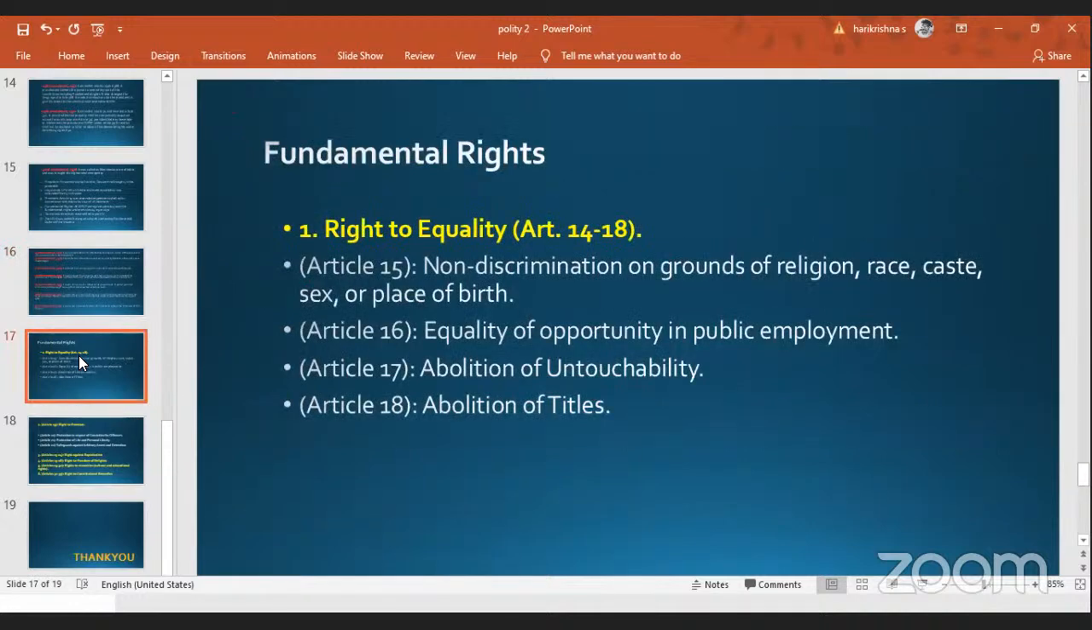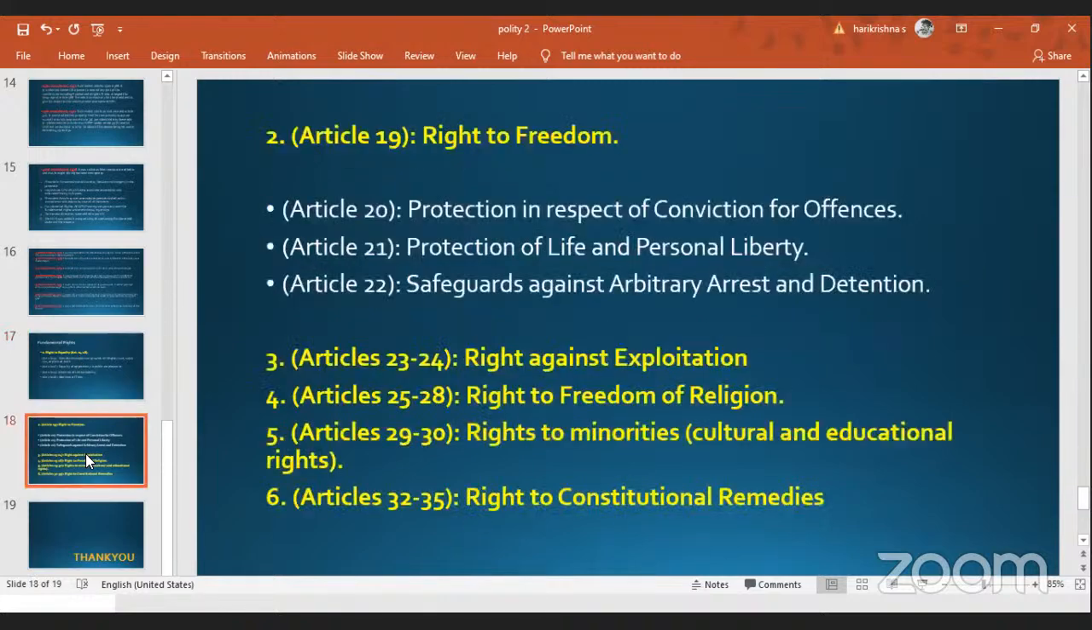Then we discuss the various fundamental rights and articles. The right to equality is from article 14 to 18, which consists of abolition of untouchability, equality of opportunity in public employment, discrimination laws, etc. Then right to freedom, right against exploitation, right to freedom of religion, rights of minorities, that is cultural and educational rights, and then the right to constitutional remedies. These are the various rights.